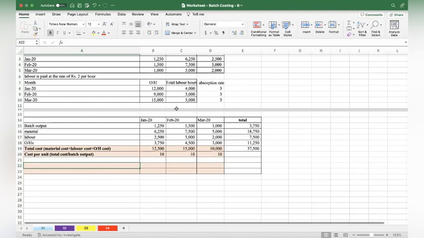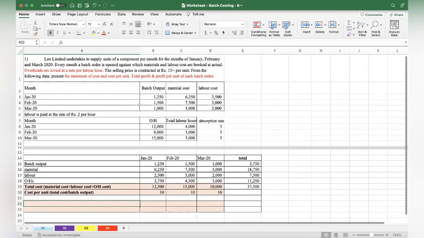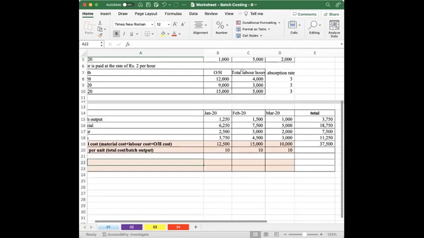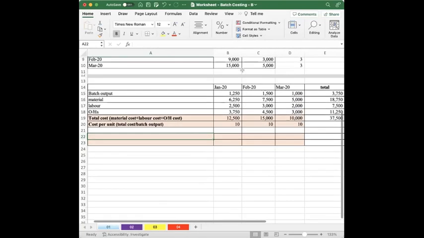Okay, then shall we move on with the next part of the question? Here we are supposed to find out the total profit and profit per unit of each batch order. Now just think, for us to find the total profit, what do we need? What are the elements that we need to calculate the profit? We need income and then expenses, right? So far in our cost sheet, cost statement, we found out the expenses, right?